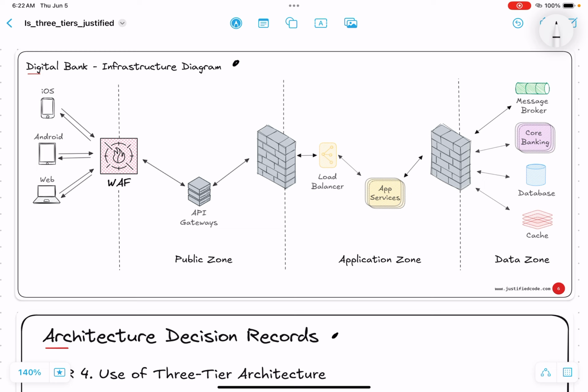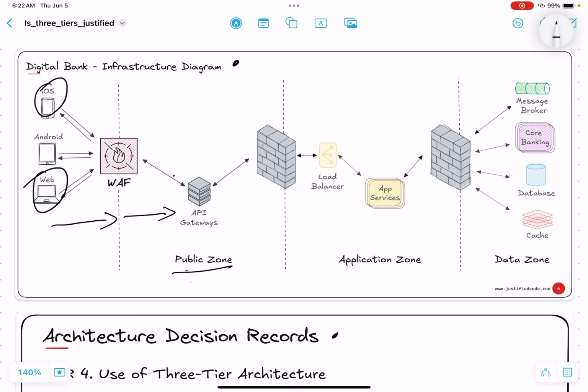Let's start with the diagram here. We have a mobile application and a web portal used by a retail customer and a corporate customer. All incoming requests have to go through the traffic controller, which is a web application firewall. The public zone here, or the presentation tier, is the first infrastructure element exposed to the outside world through the WAF.